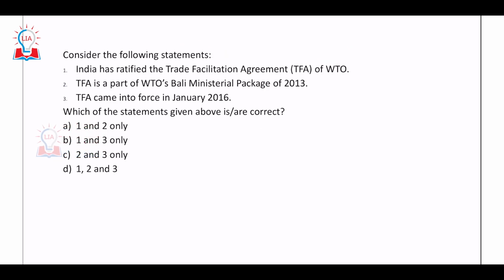Next, this also is related to current affairs. While you must have already read about it, the Trade Facilitation Agreement was ratified by India. It was at the forefront of signing this agreement, especially leading the developing countries. TFA is a part of WTO's Bali Ministerial Package 2013. That is also absolutely right. But why did this come into the paper was because the TFA came into force not in January 2016, but in February 2017, the same year as this paper. It was very much in news. That is why this question has been asked. If you had come across that, you could easily eliminate 3 as wrong. If you eliminate 3, B, C, D are gone. Answer is A.